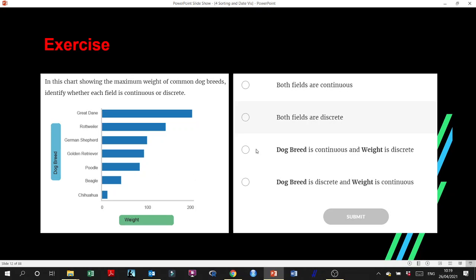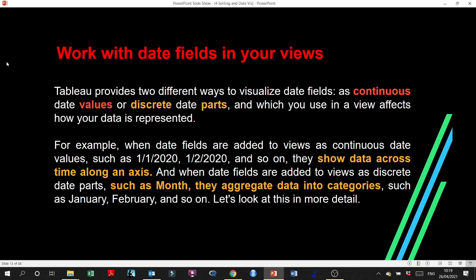So dog breed is continuous? That is not correct because this is in blue. When it's in blue, it is a dimension, and it is also in categories. So dog breed is discrete, that's correct, and weight is continuous. Yes, it's continuous because it's in green and it's on an axis. So this is the correct answer. These are the kind of easy questions that might come into the specialization certification.